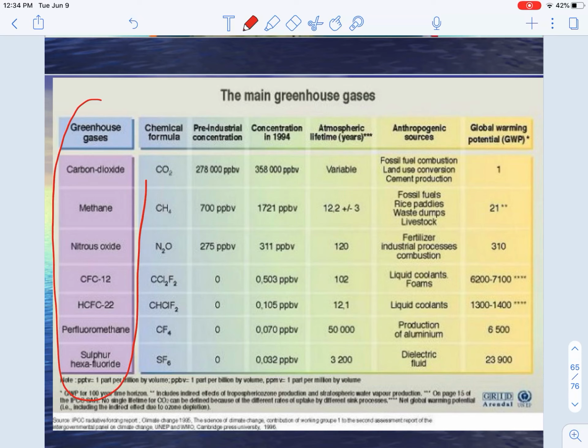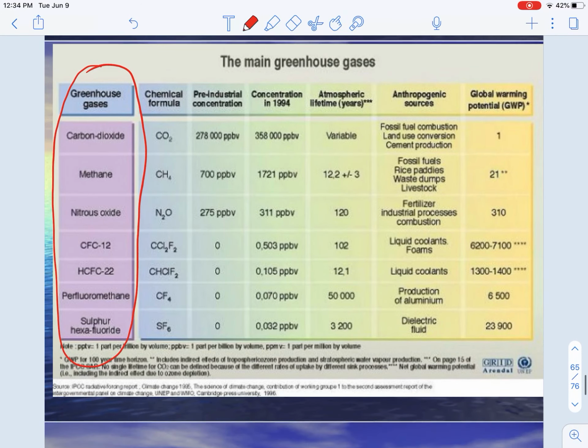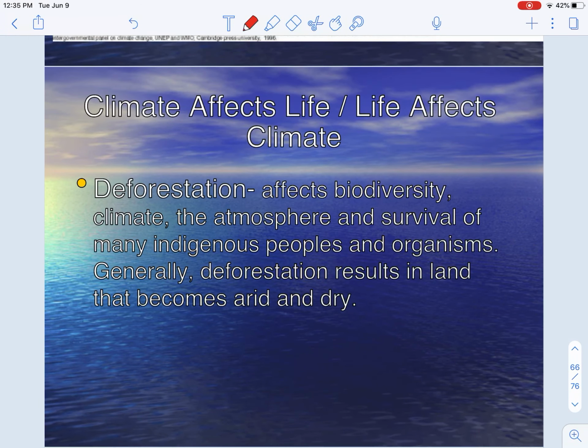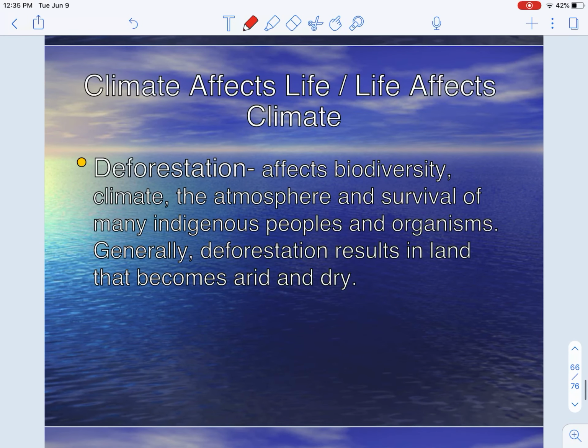And so all the parts of greenhouse gases you can see here that are being monitored because they contribute to global warming.